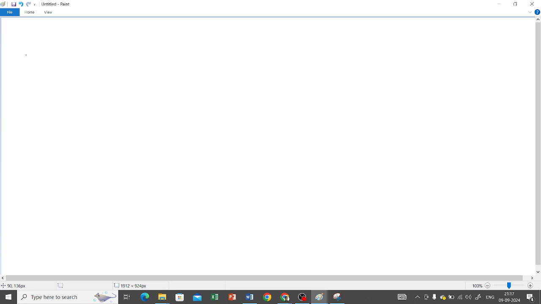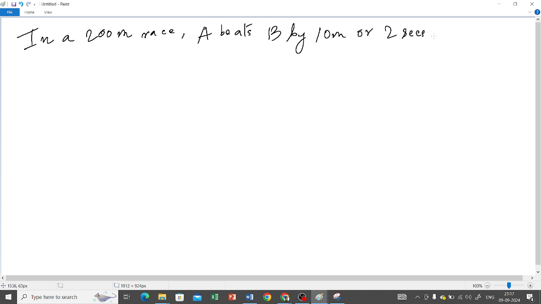Please do this sum. In a 200-meter race, A beats B by 10 meter or 2 seconds. Find B speed and A speed. Try out this.